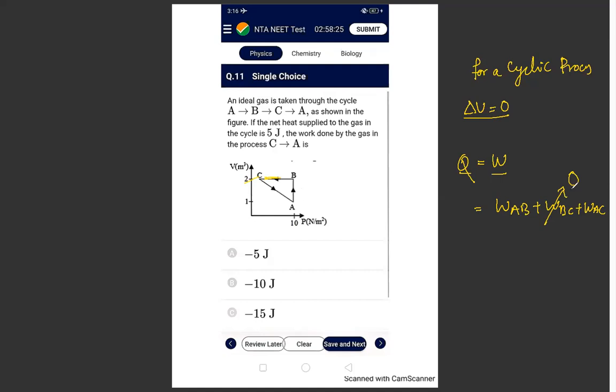So work done from A to B is P del V. So the pressure is 10 and change in the volume is 1, plus from A to C. And how much net heat is applied? That is 5. So we can write 5 minus 10 is equal to minus 5 joule. That is the answer to the question, right?